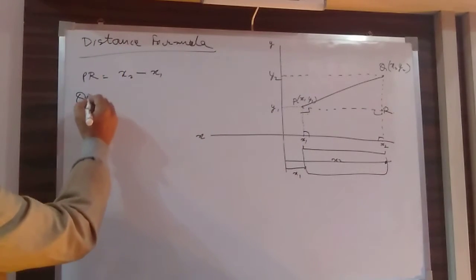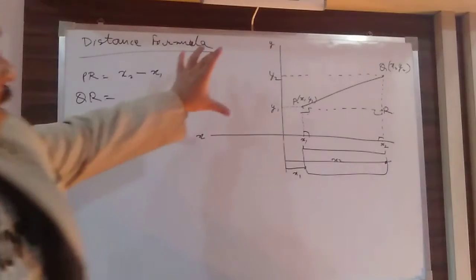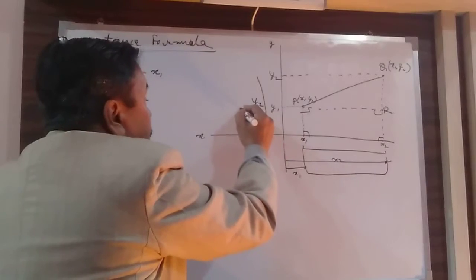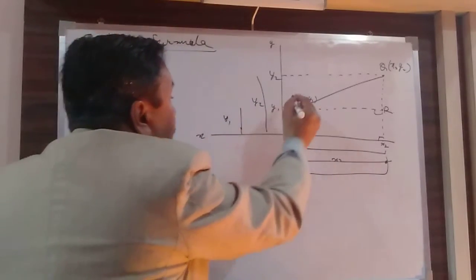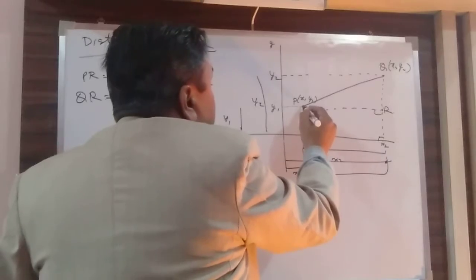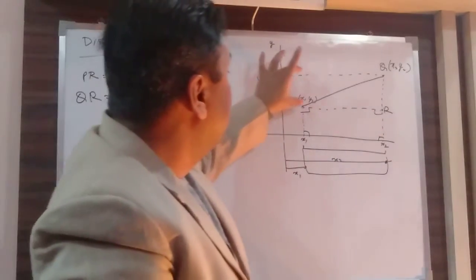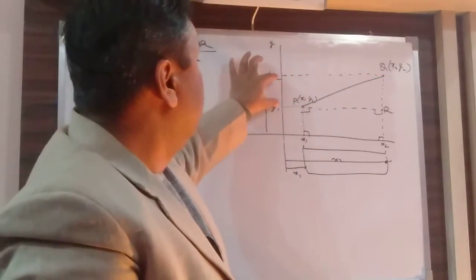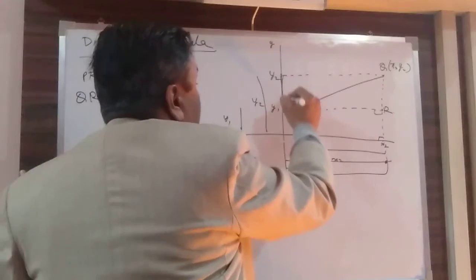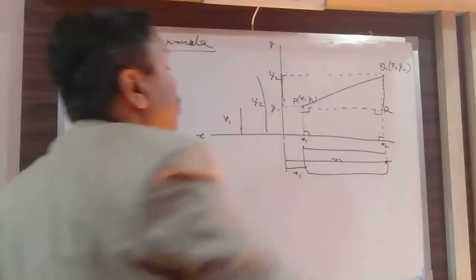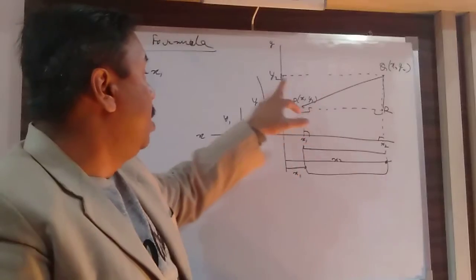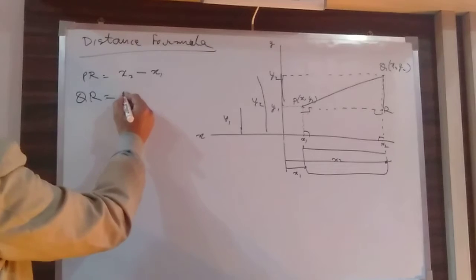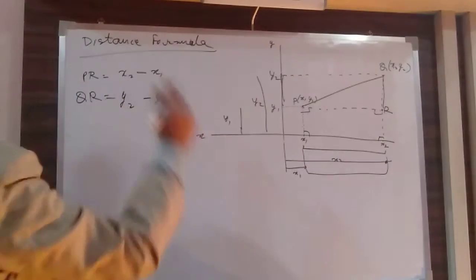Similarly, what will be QR? Again, in the same way, this total distance is y2, this much distance is y1, and now this again becomes a rectangle. So this distance will be same as QR. Okay, so QR is equal to y2 minus y1.